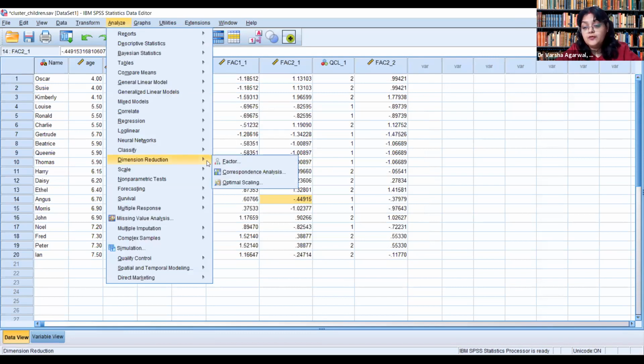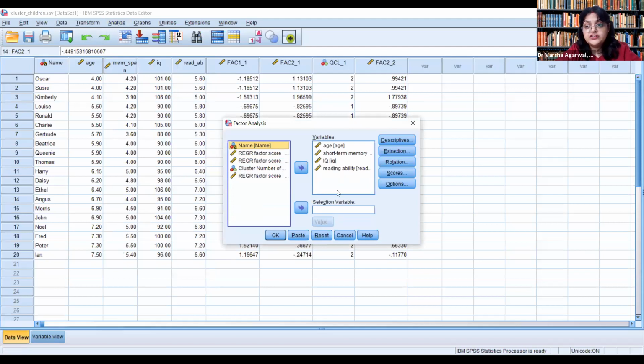All of you have already learned it. Factor analysis, dimension reduction, factor. Take these same variables: age, short-term memory, IQ, reading ability. In the first session, all of you have learned it, so I'm not focusing much on it. Descriptive, initial solution, and KMO and Bartlett's test of sphericity. These two buttons we press, continue. Based on eigenvalues, here are these methods.